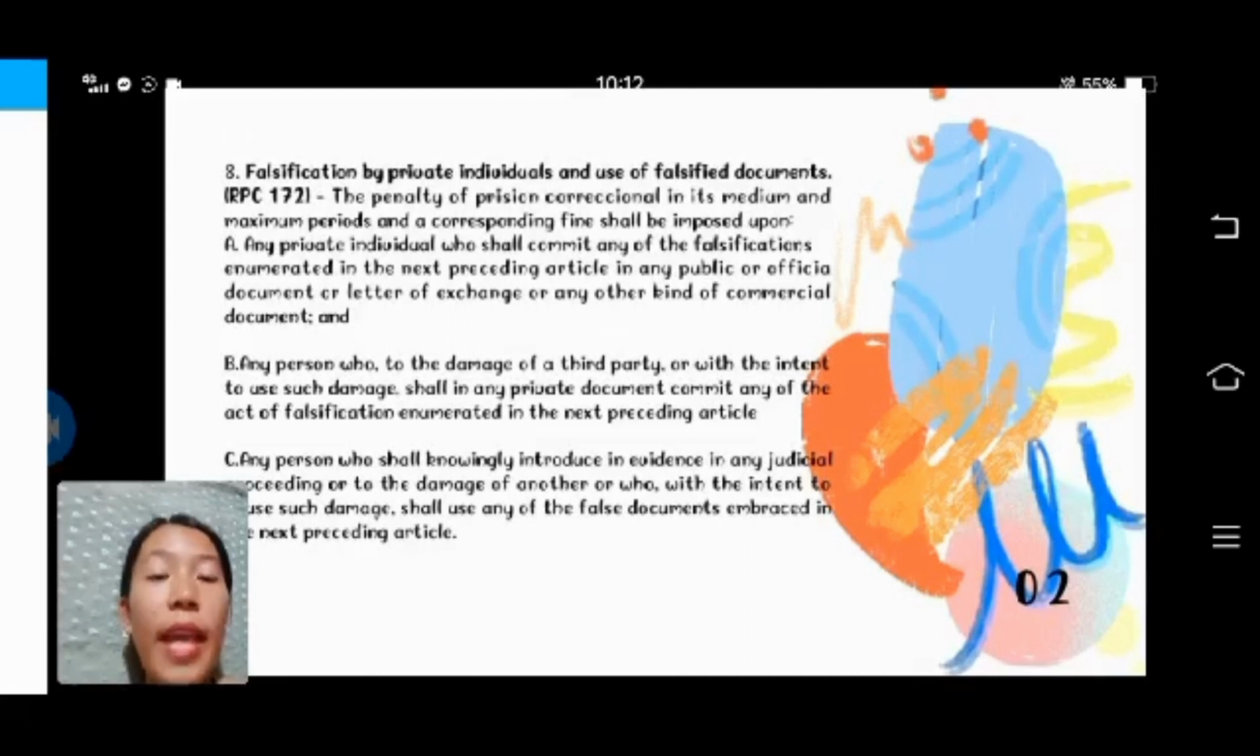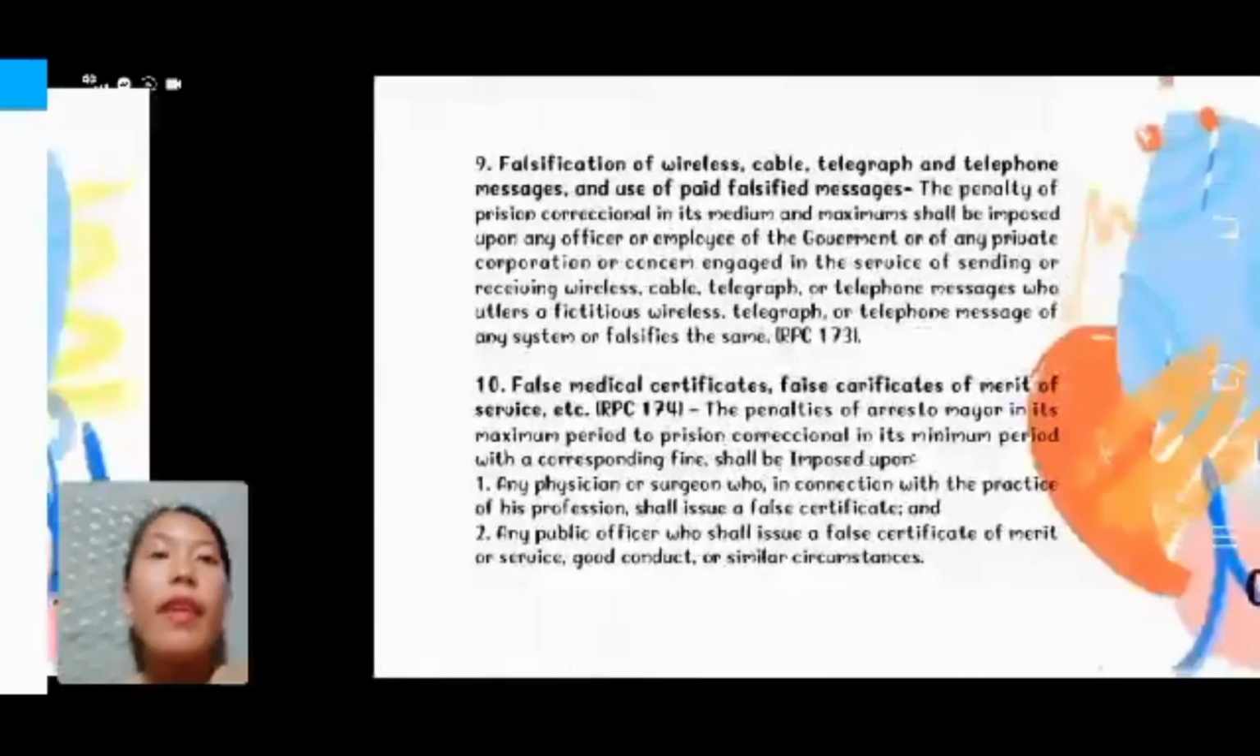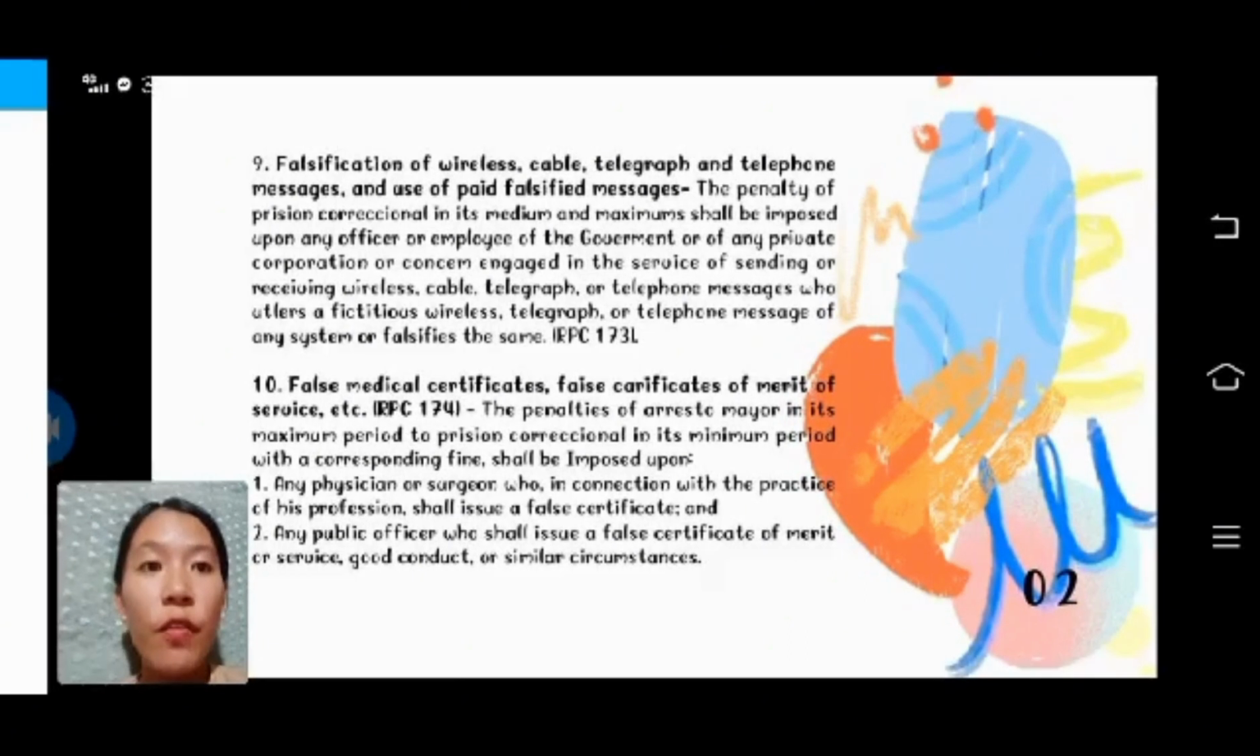And B, any person who, to the damage of a third party or with the intent to cause such damage, shall in any private document commit any of the acts of falsification enumerated in the next preceding article. C is any person who shall knowingly introduce in evidence in any judicial proceeding, or to the damage of another, or who, with the intent to cause such damage, shall use any of the false documents embraced in the next preceding article.